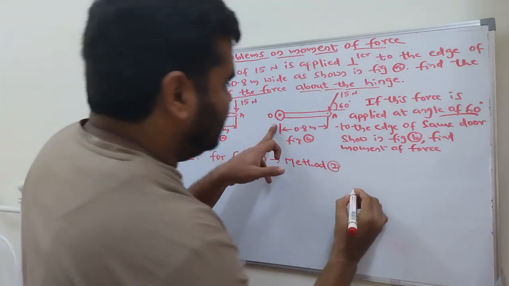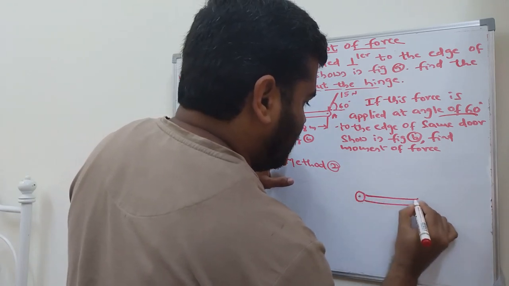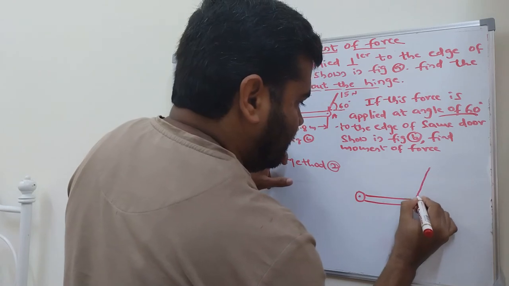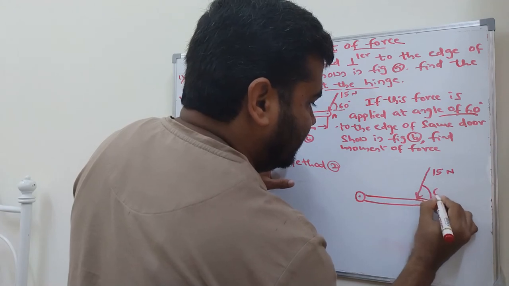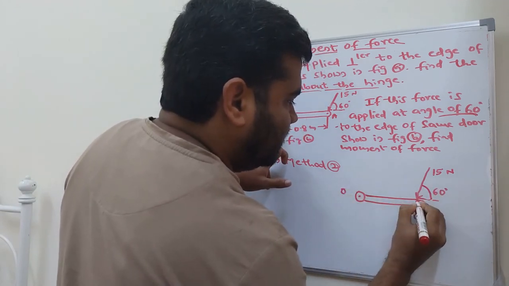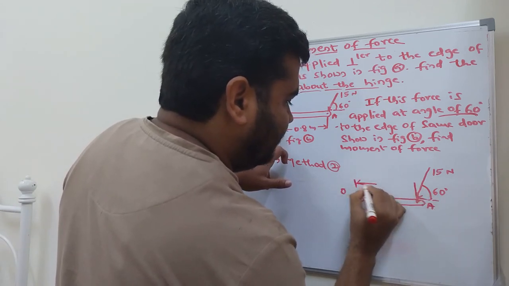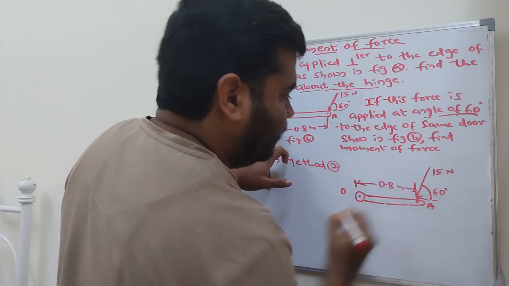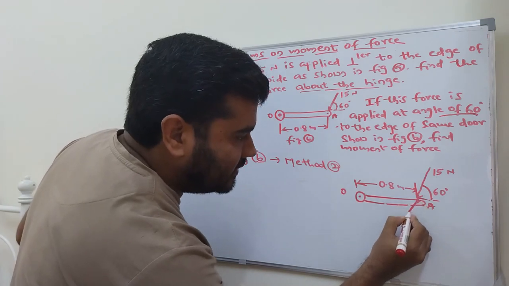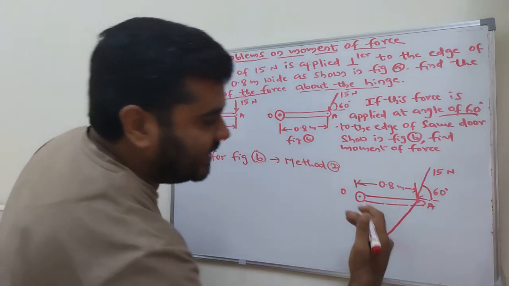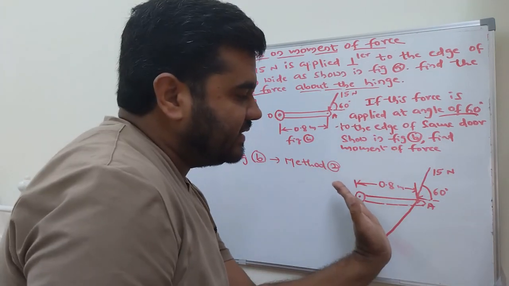Okay, now I'll draw the same diagram here. This is your 15 Newton force and it is 60 degree, right? This is 60 degree, this is O and this is point A and this distance is 0.8 meter, okay? Now you just extend this force and draw exactly perpendicular, because I want the perpendicular distance here.